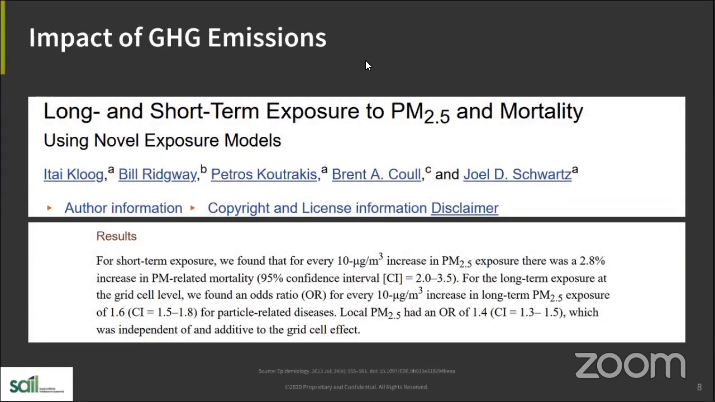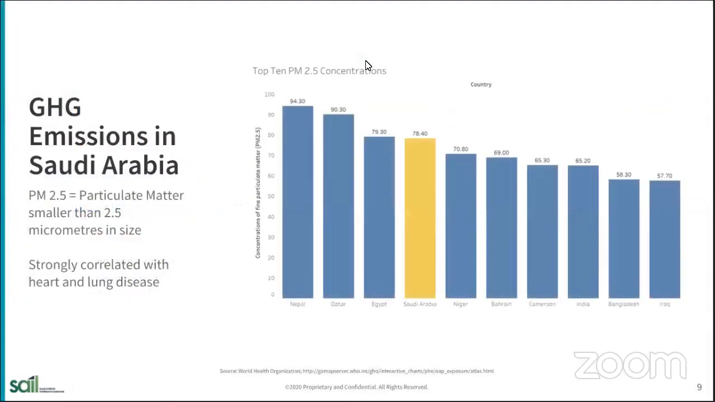What we've seen is that long-term and short-term exposure to particulate matter that is 2.5 micrometers or smaller can increase mortality, such that a small 10 microgram per cubic meter increase can increase the mortality rate of a population by 2.8%. So it's not a very good thing to have going for you. Let's put that in perspective. Saudi Arabia is currently 4th in terms of having some of the worst air pollution and particulate matter. The World Health Organization indicates that Saudi Arabia has the 4th highest concentration of fine particulate matter in the world.